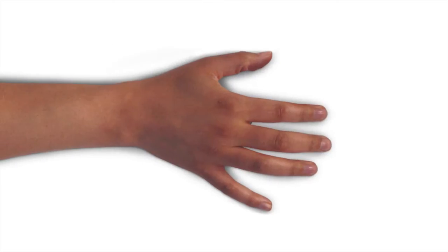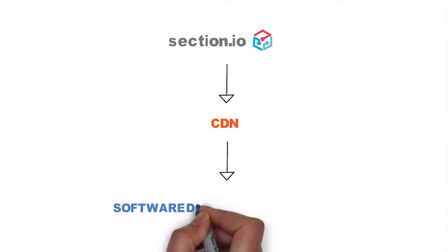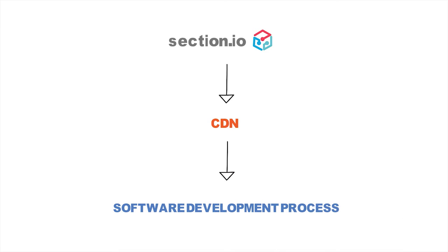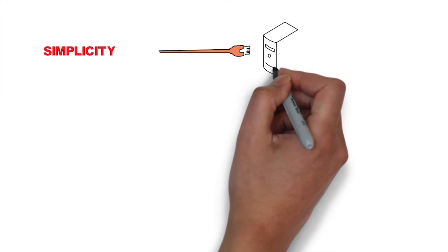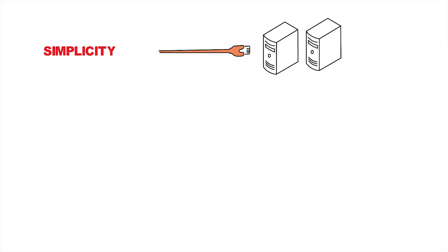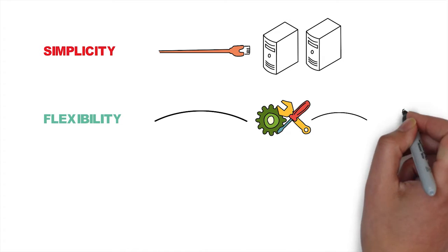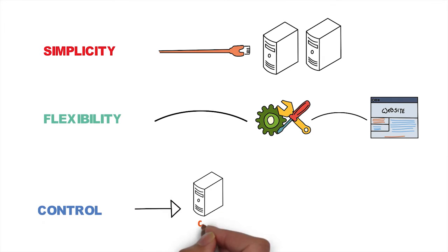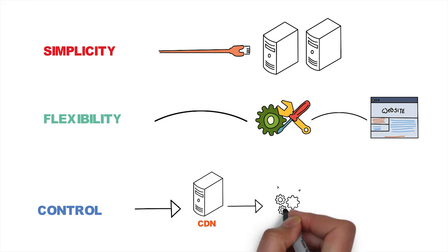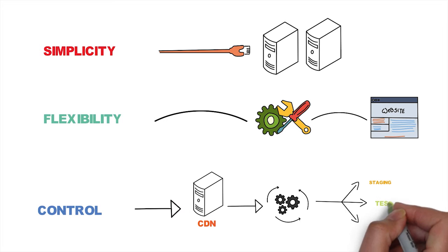Enter Section.io. Section.io is a CDN which is fully integrated into your software development process. This means you have the simplicity of an easy connection to a distributed reverse proxy network, the flexibility and power of complete customization of the caching and delivery settings for your website, and the control of running the CDN in your development environment with out-of-the-box, full deployment automation to your staging, test, and production environments.